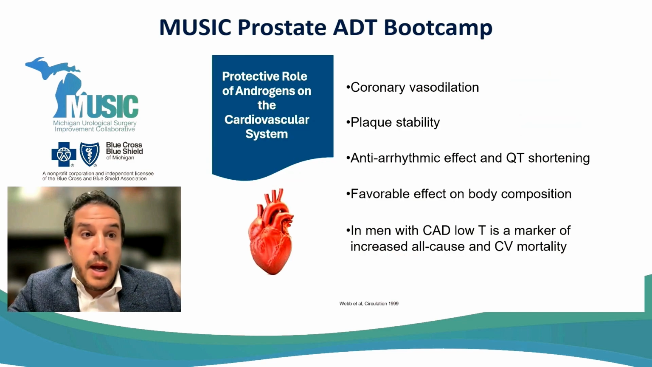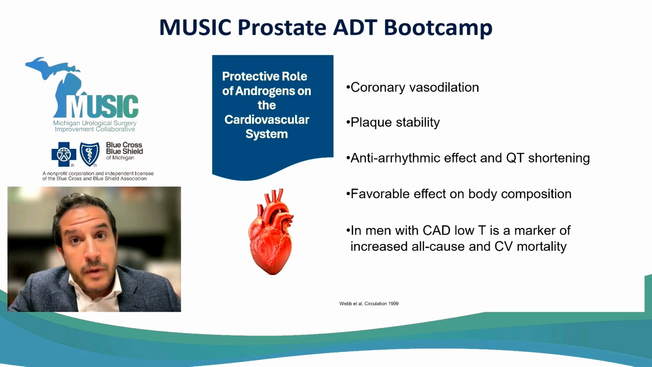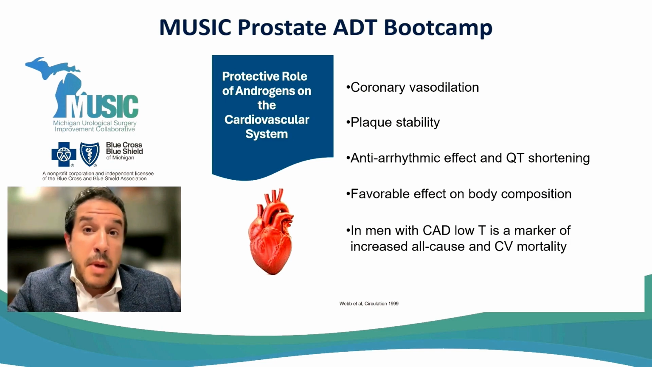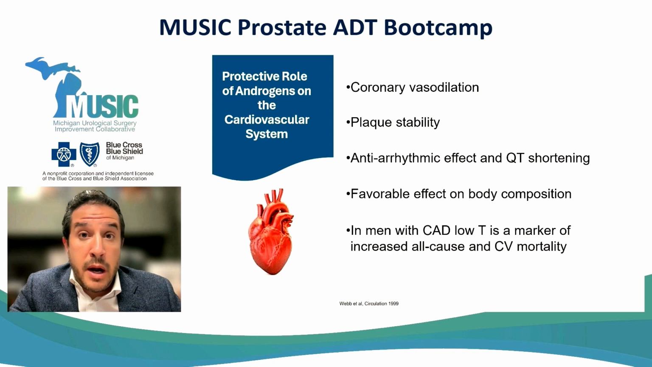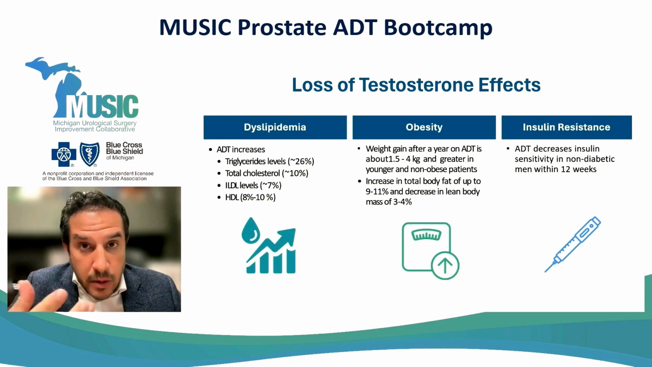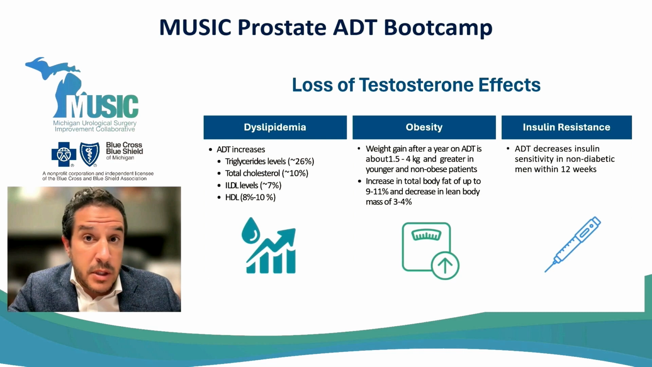Many of you may or may not know that androgens are protective on the cardiovascular system. They cause coronary vasodilation. They cause plaque stability. They're antiarrhythmic with QT shortening. They have a favorable effect on body composition. And in men with coronary artery disease, low T is a marker of increased all-cause and cardiovascular mortality. However, when we take away the testosterone, we see significant changes in our patients.